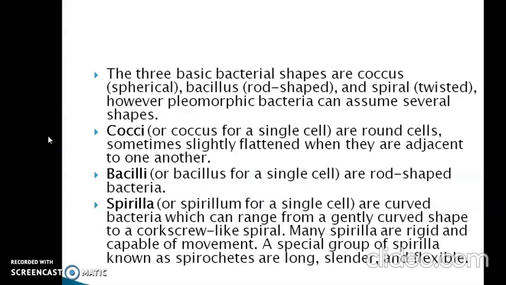Cocci are round cells, sometimes slightly flattened when they are adjacent to one another. Bacilli are rod-shaped bacteria. Spirilla are curved bacteria which can range from a gently curved shape to a corkscrew-like spiral. Many spirilla are rigid and capable of movement. A special group of spirilla known as spirochetes are long, slender, and flexible.